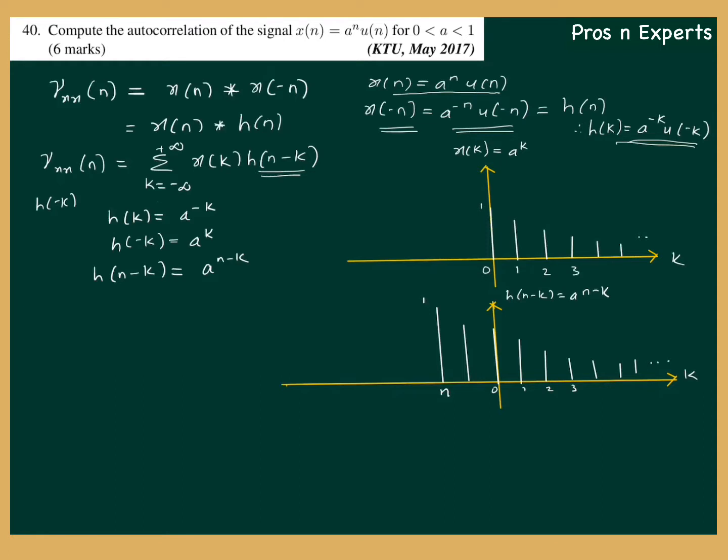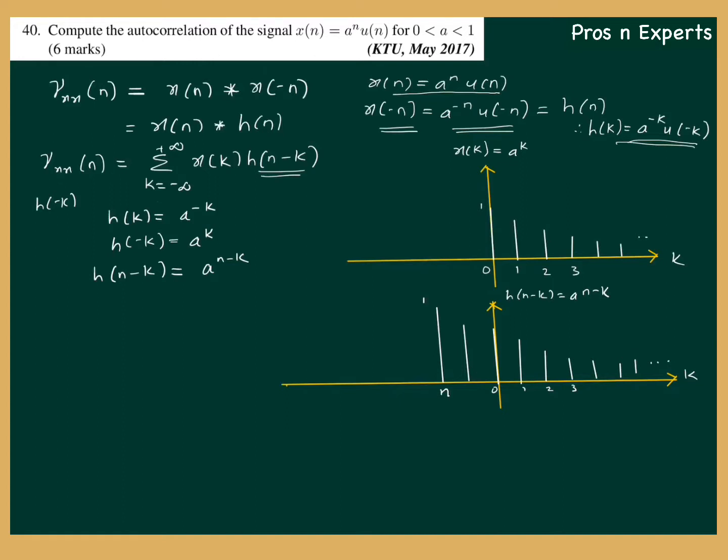Now this is a condition. While evaluating the output, we need x of k into h of n minus k. We have x of k here, we have h of n minus k here. Just multiply these two signals. So is the product 0? No, definitely the product is not 0, because in these portions, in the positive k axis, there are valid signals. Non-zero.